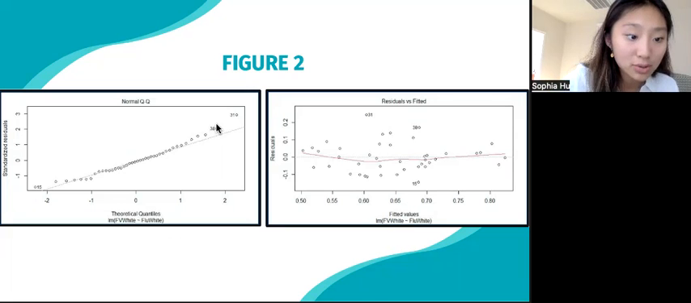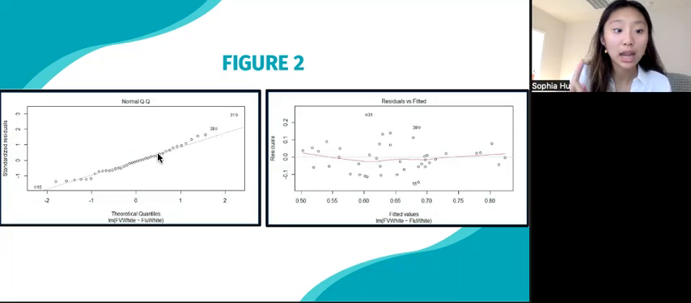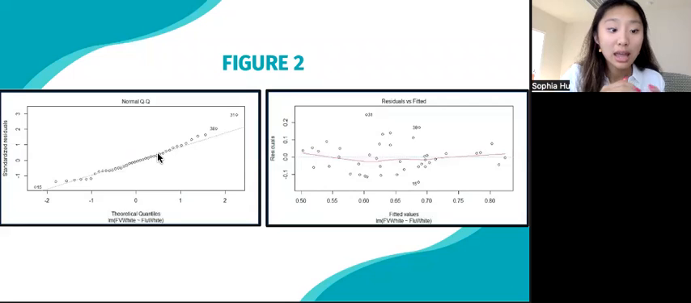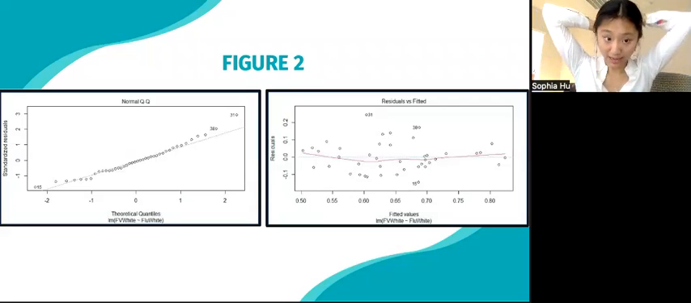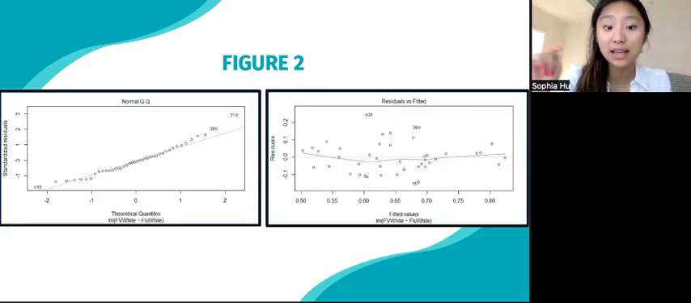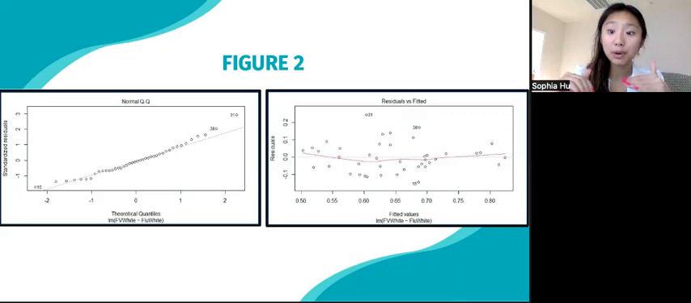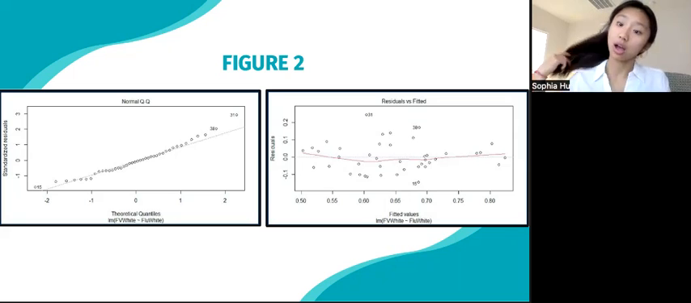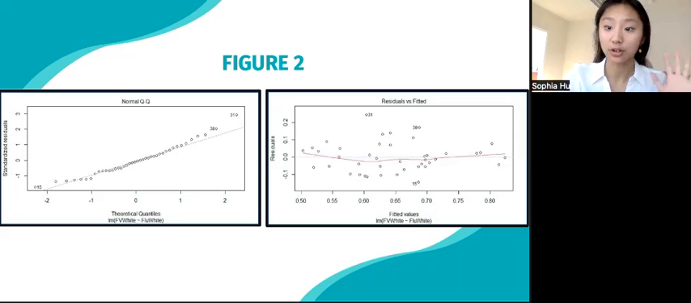In the QQ plots, you can see there's a positive sloping trend line. Because my points are very close to this positive sloping trend line, that means it passes the test. And then for homoscedasticity, my points are evenly spread on both sides of the horizontal line, which also passes the test, which means that this relationship is linear. If not, I would have to take the log of the data for each factor.